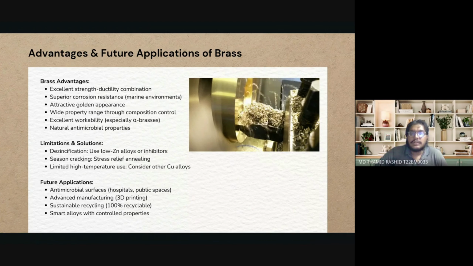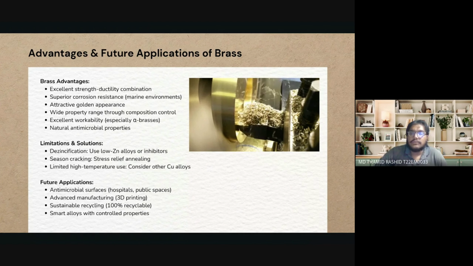Next is the future application. The future applications of brass may be antimicrobial surfaces, for example, in hospitals and public spaces, since it has antimicrobial properties. So, when used in public spaces where a lot of people have contact, the bacteria, viruses, whatever it may be, cannot contaminate the surface.